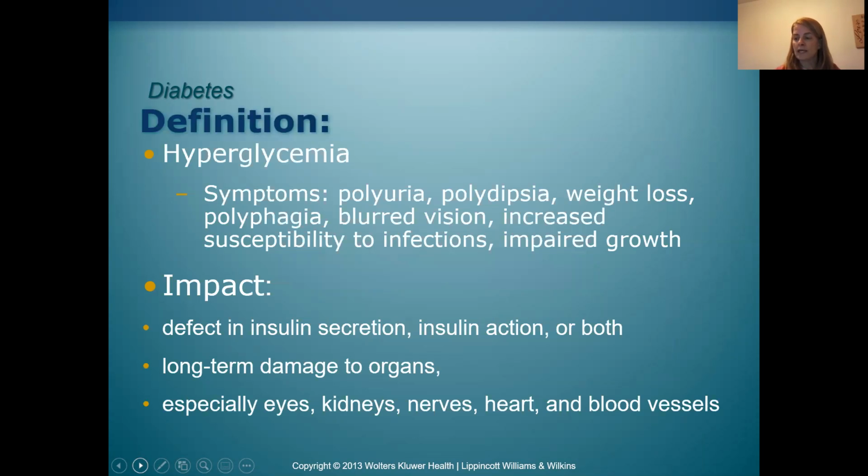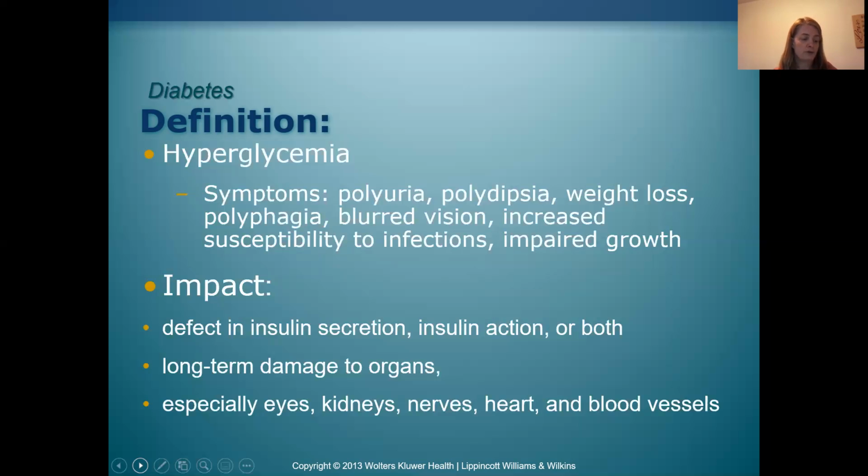In general, diabetes mellitus is a group of metabolic diseases characterized by hyperglycemia. The symptoms of hyperglycemia are polyuria, which is increased urine, polydipsia, which is increased thirst, weight loss, which is followed by polyphagia, which is increased eating, blurred vision, increased susceptibility to infections, and impaired growth.